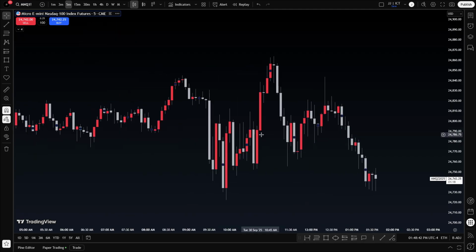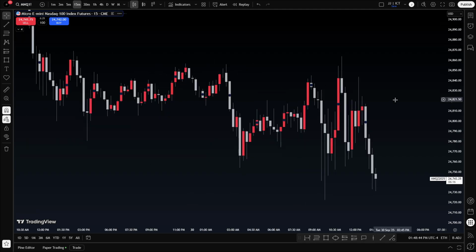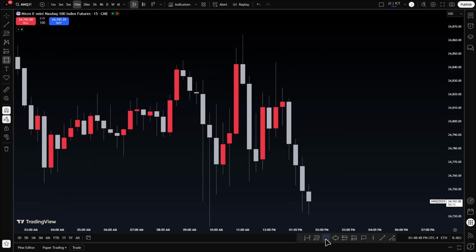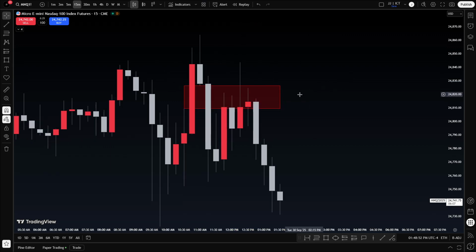Just because I'm showing you a bearish inversion fair value gap and price is actually respecting it does not mean you should trade it, alright? Anyway, here's this bearish inversion fair value gap right here. Pretty nice, isn't it? Pretty nice.